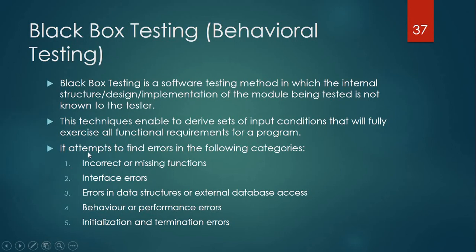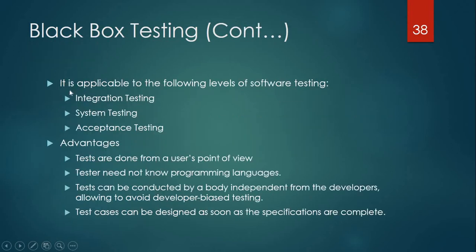It attempts to find errors in the following categories. On the given input, it will find errors such as incorrect or missing functions, interface errors, errors in data structures or external database access, behavior or performance errors, and initialization and termination errors. On the set of inputs, it finds errors in these categories. It is applicable to the following levels of software testing: first integration testing, second system testing, and third acceptance testing. We have already discussed these three in a previous video lecture.